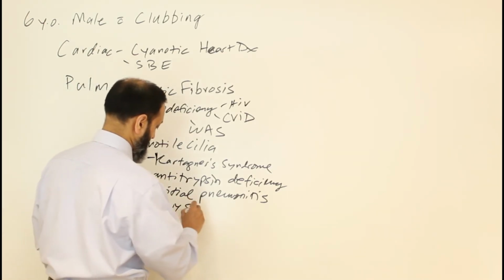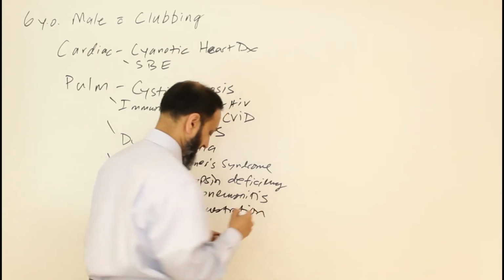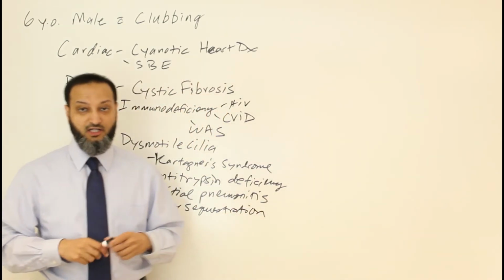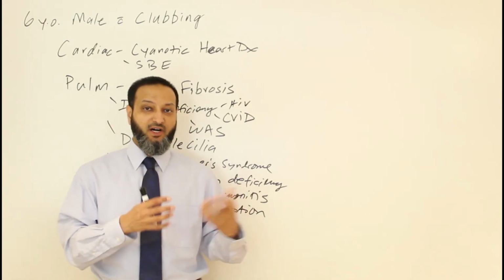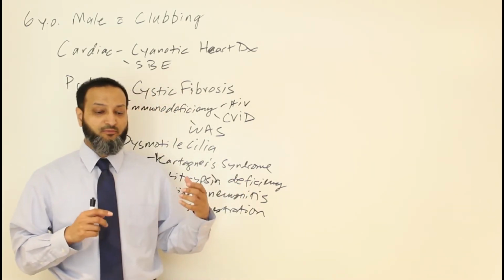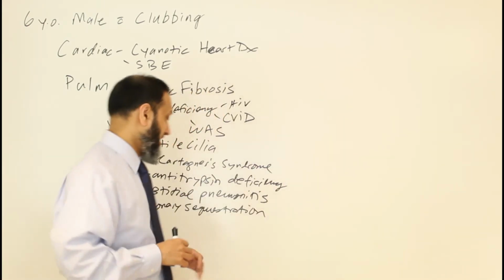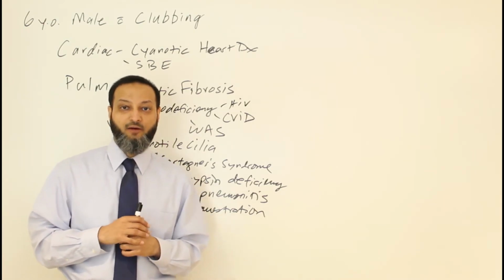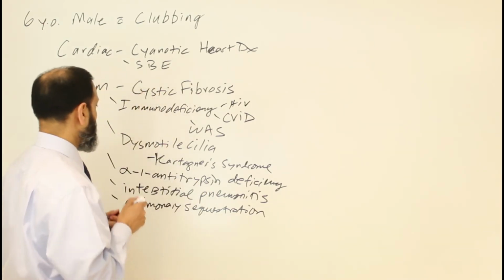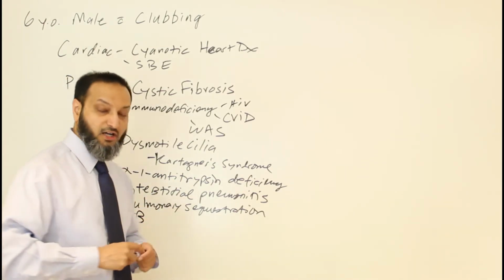So pulmonary sequestration would be another consideration, where again you have lung tissue that is not being perfused, so you have chronic infections in that area, and that can present with clubbing because of the chronic infections as well. And then other infections that you might think about, TB, tuberculosis, can present with clubbing as well.